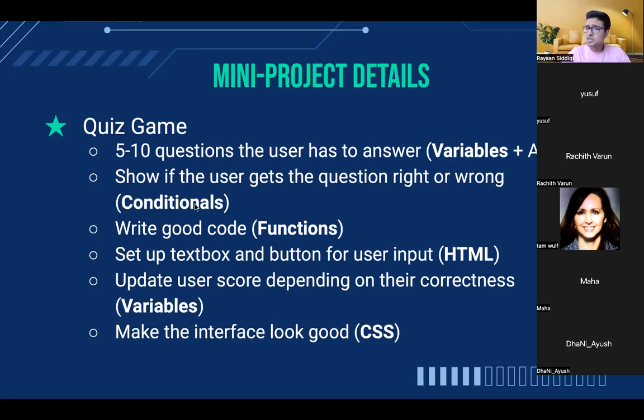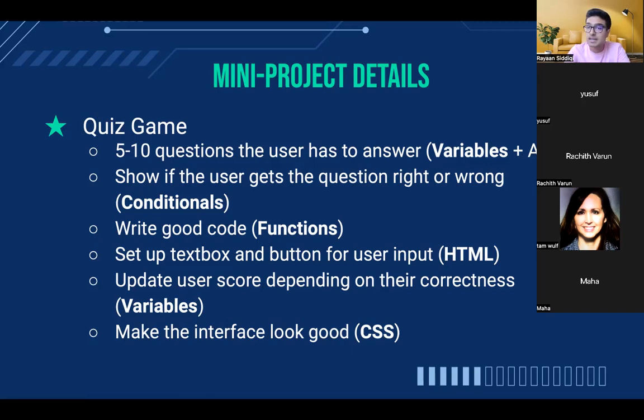Then we're going to use conditionals to see if the user answered the question correctly or incorrectly. We're also going to write some good code, which is going to house all of our code, and that's going to be utilizing functions. Then we're going to set up a text box and a button for users' input. That's where all the user input is going to occur. And then lastly, we're going to use a variable to keep track of the user score. And then we're going to make the whole interface look really nice using some CSS and styling.